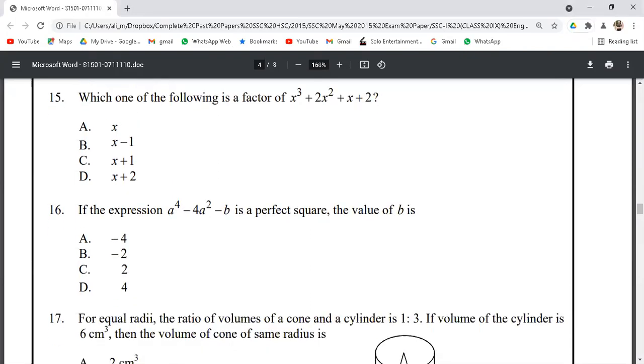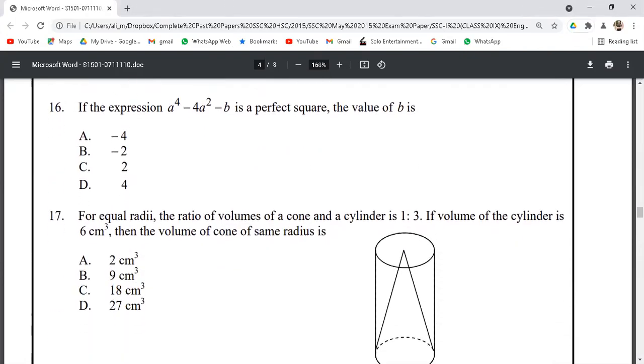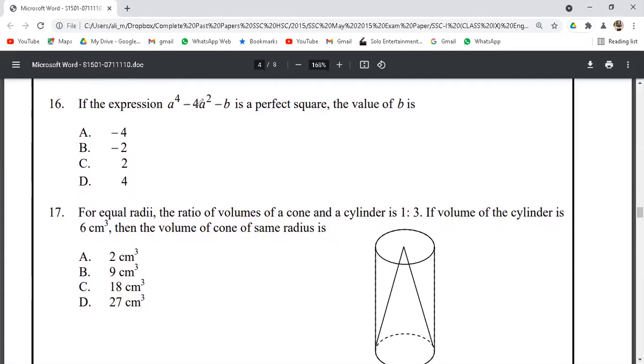Let's see the other questions. We have question number 16. In this question, we have this perfect square and we have to find the value of b. So a to the power 4 minus 4a square minus b. इस क्वेश्चन में कहा है कि this is a perfect square.